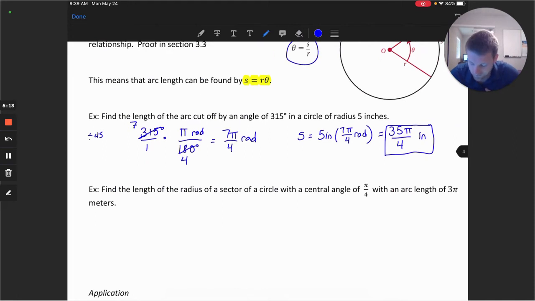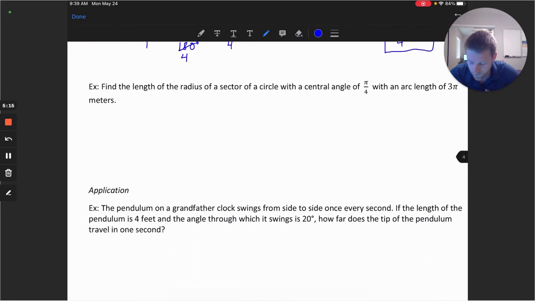Let's take a look at a second example with arc length. We want to find the length of the radius this time of a sector of a circle with a central angle of pi over 4 with an arc length of 3 pi meters. Okay, so let's just draw a picture really quick to visualize what we have. I'm going to draw my best circle here. And we know that we're going to be cutting off an angle of pi over 4. Well, pi over 4, that is really 45 degrees.